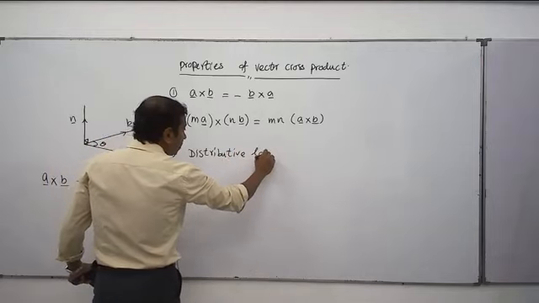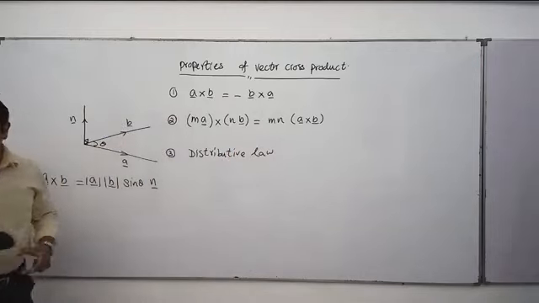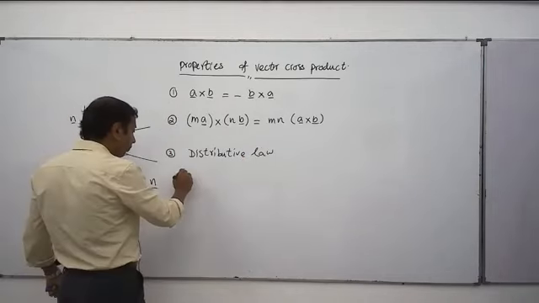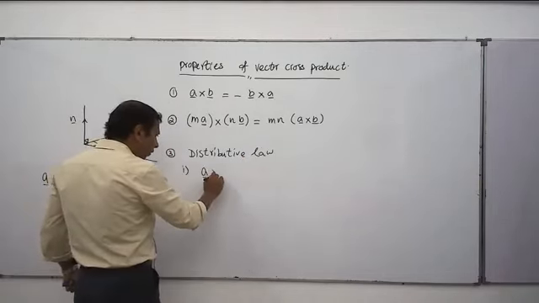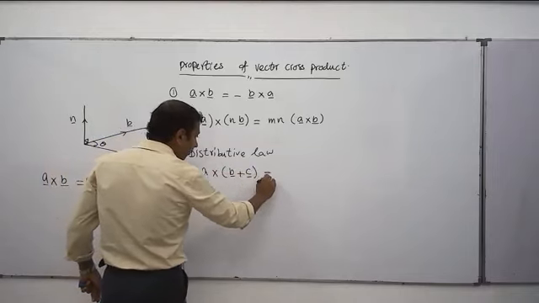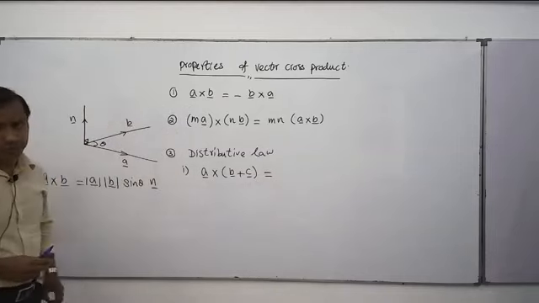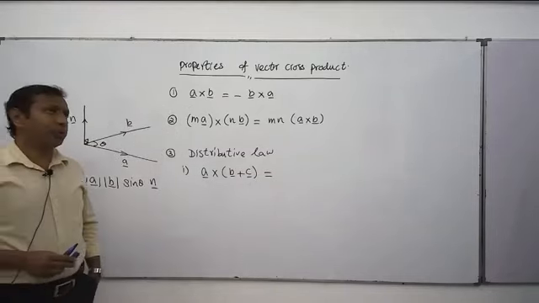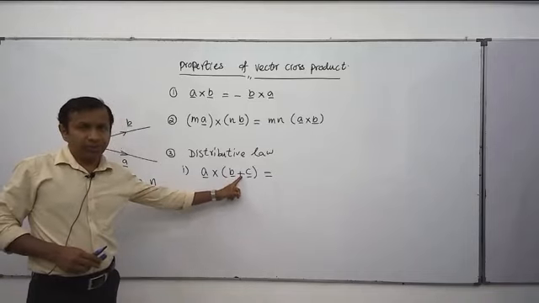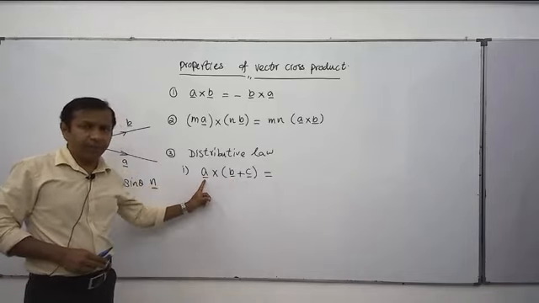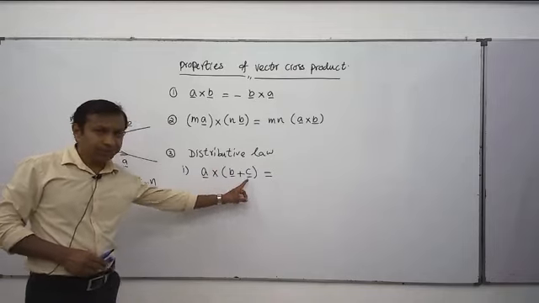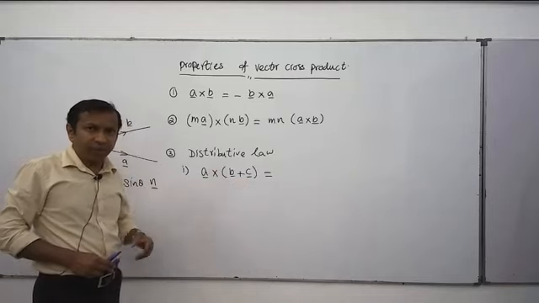Distributive law. This distributive law has 2 forms. First is A cross (B plus C). People, with usual multiplication, when you remove the bracket B plus C, with A before the bracket, how do we remove it? A times B plus A times C. The same way we can remove the brackets.